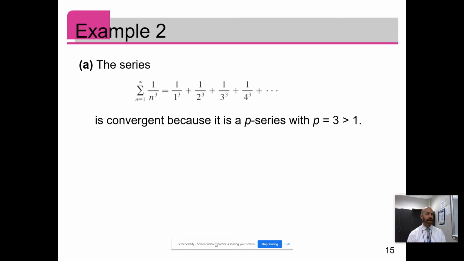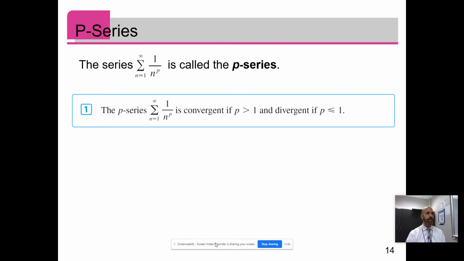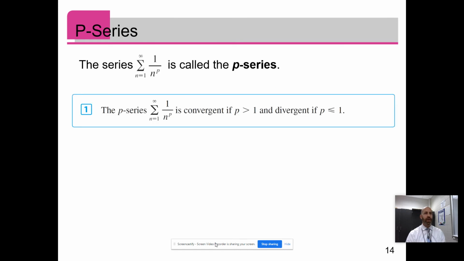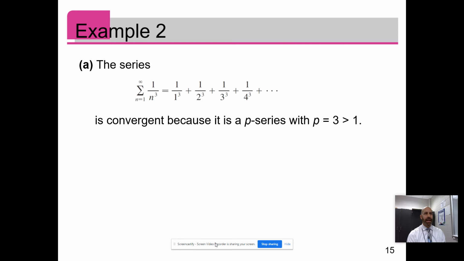So let's look at an example of this. Here we have an infinite series. This is a P series because it has the form of 1 over n to the P. In this case, n is still n, but P is 3. So when we look at our rule here for P series, P is 3, and if P is greater than 1, which it is, this series has to be convergent. That's all you have to say. Once you recognize that a series is a P series, you can simply use this P series test and you're good to go. You don't have to do anything else.